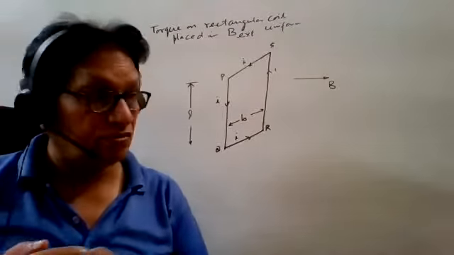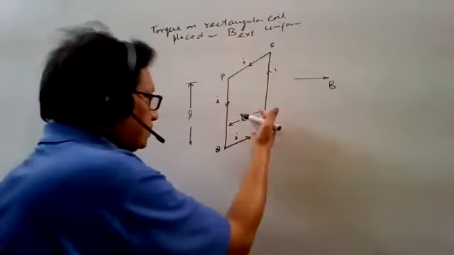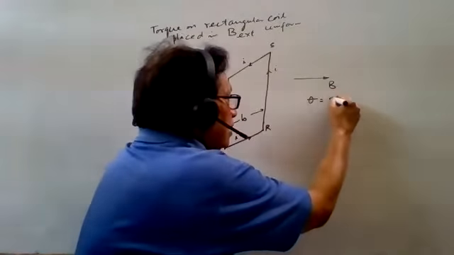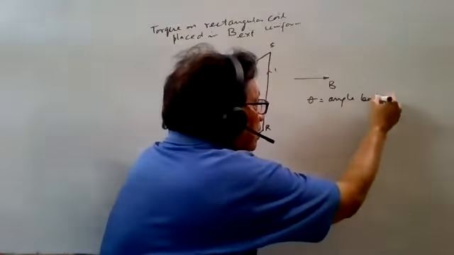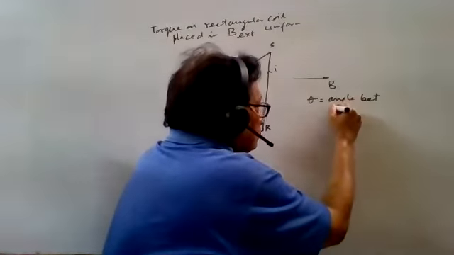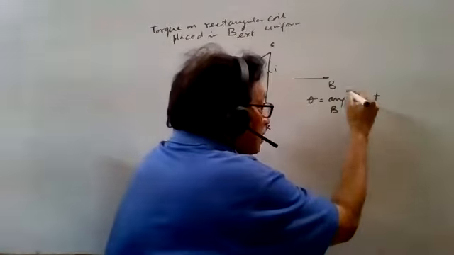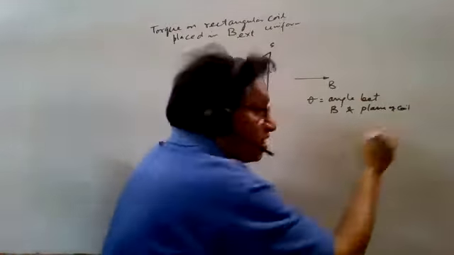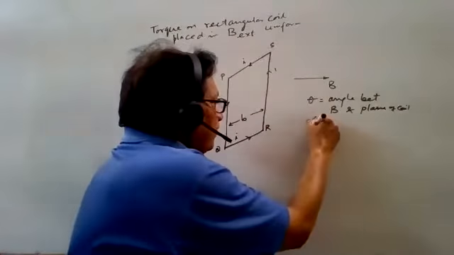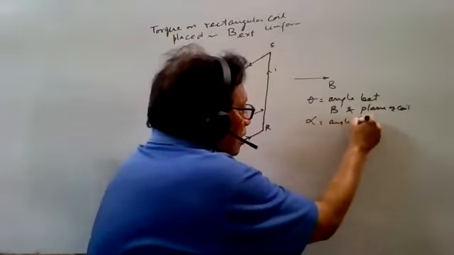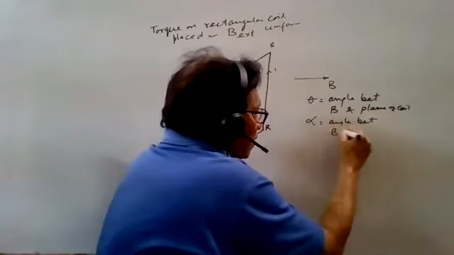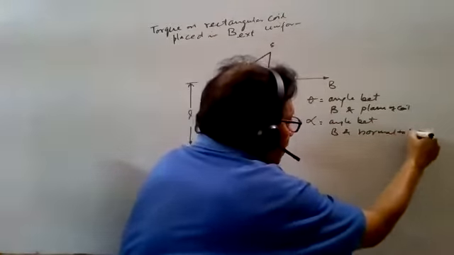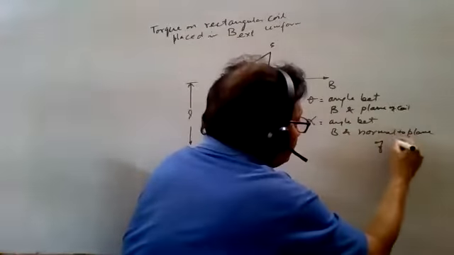Initially, it is placed like this. Here theta is the angle between the external magnetic field and the plane of the coil, and alpha is the angle between the magnetic field and the normal to the plane of the coil.